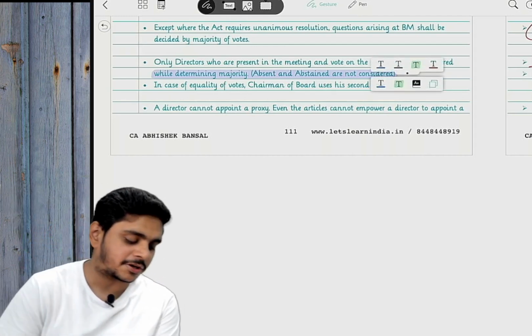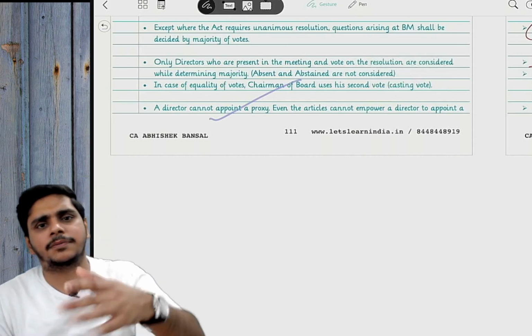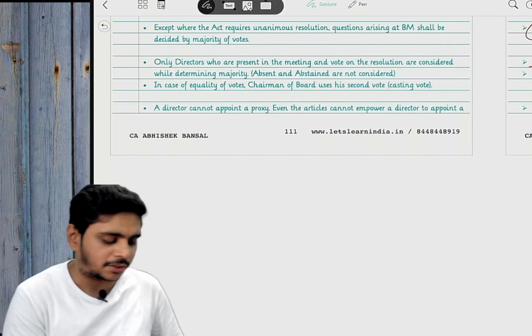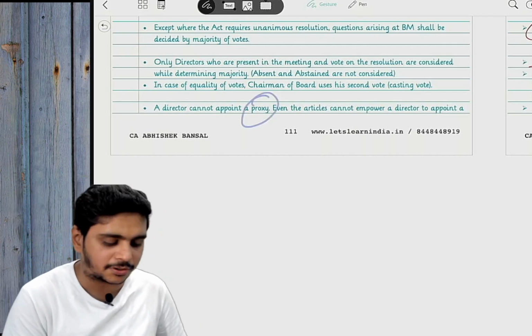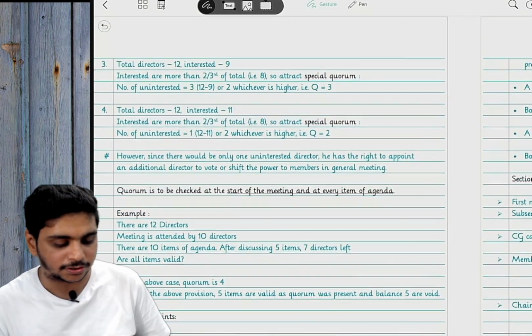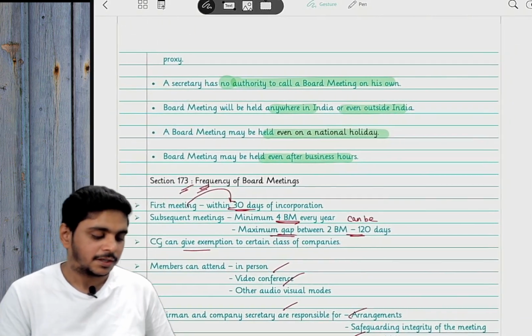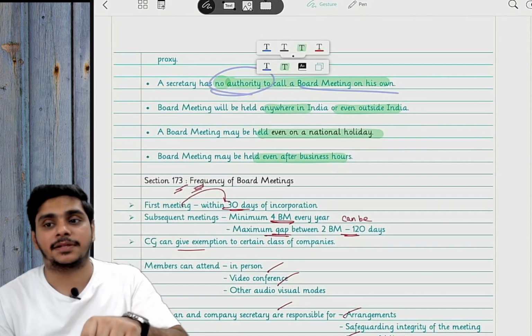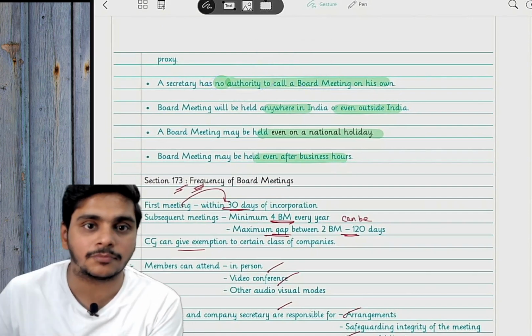A director cannot appoint a proxy, because the concept of proxy is not there here. The concept of proxy is there only in members' meetings. Even the articles cannot empower a director to appoint a proxy. Then, a secretary has no authority to call a board meeting on his own. The board should decide themselves by a majority that we want to call a board meeting.